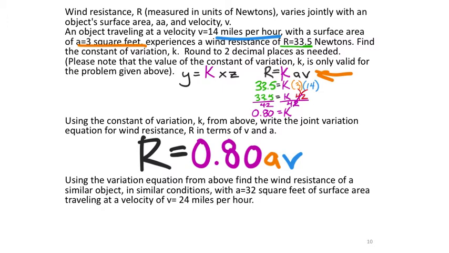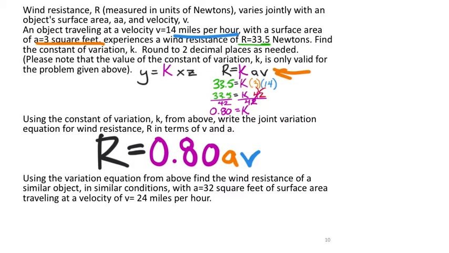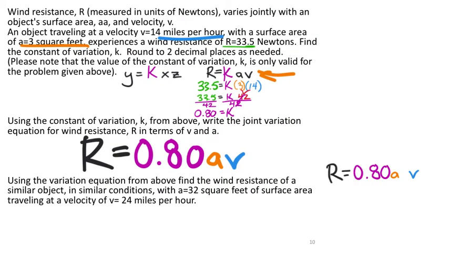Now, using the variation equation from above, find the wind resistance of a similar object in similar conditions with a square footage of 32 as the surface area and the velocity 24 miles per hour. No problem. In fact, I'll do this on the right over here. All right, so there's our equation. And over here it says that the A value, I guess I'll start with A, is 32 square feet. So I'm going to go back to my equation and replace the A with 32. Right there. And then the V, 24 miles per hour. So V, replace that with 24.